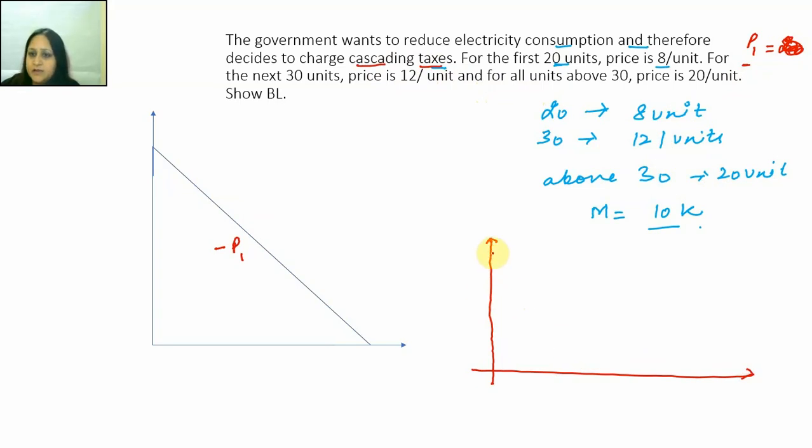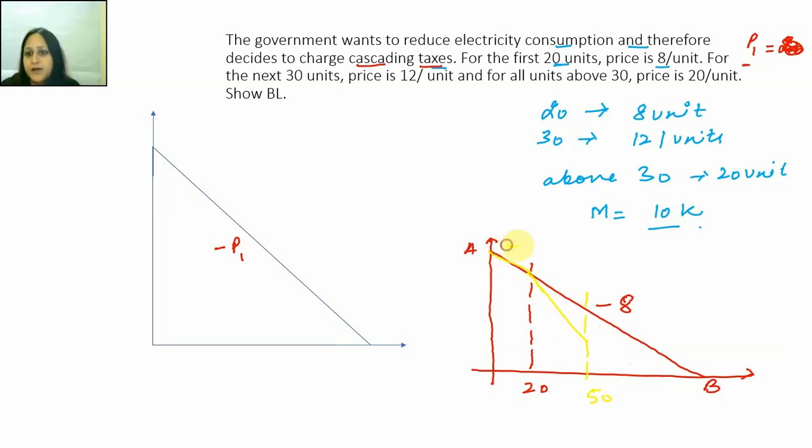In the new one, let's suppose this is my budget line when my price was 8 rupees a unit. For the first 20 units, the price is 8 rupees a unit. This would have been the budget line अगर मेरा price जो है वो 8 rupees a unit होता सारे units के लिए, and this is where 20 lies. Now, for the next 30 units, which means till 50, the price is 12 rupees a unit, which is obviously higher, so my budget line shifts inward. So my budget line becomes this and then this.